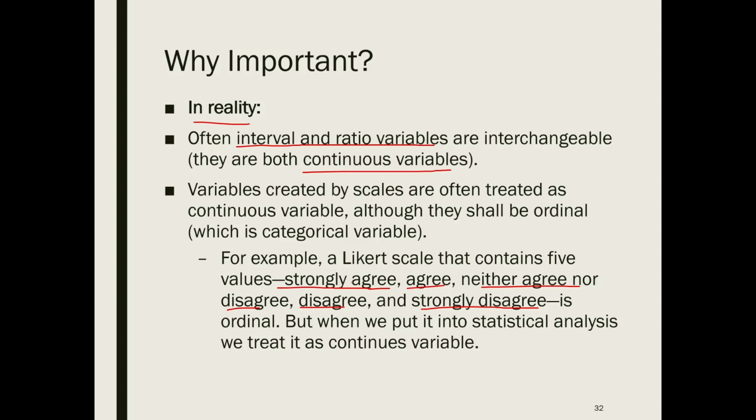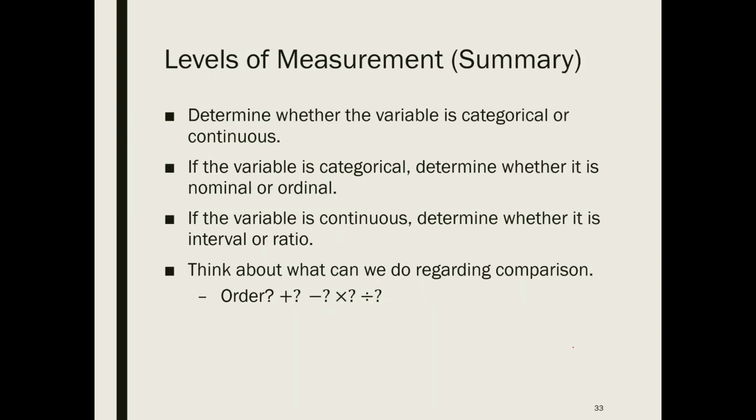Because you can't say the distance between strongly agree and agree is the same as the distance between agree and neutral. You can't say that in theory. However, in practice, we use numbers to represent it. Strongly agree we give 5 points, agree 4 points, neutral 3 points, disagree 2 points, and strongly disagree 1 point. So we make this Likert scale into a continuous variable. This is in practice, but you should remember that in theory, these are just ordinal variables. They can only be ranked, not having the same distance.